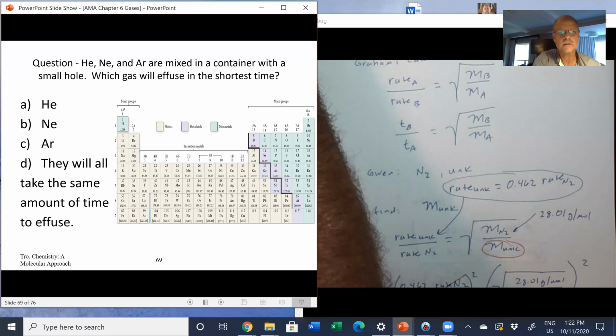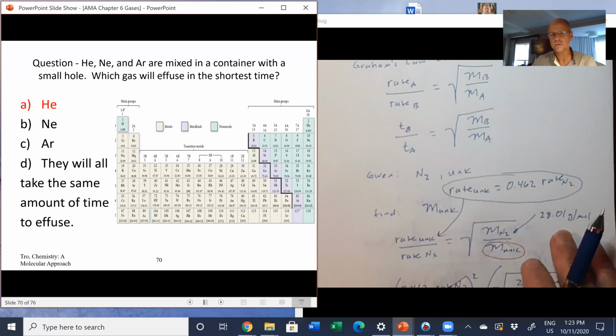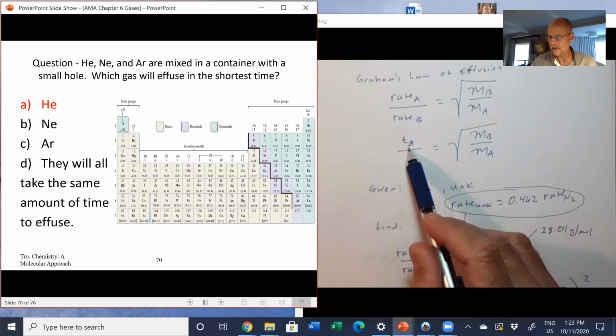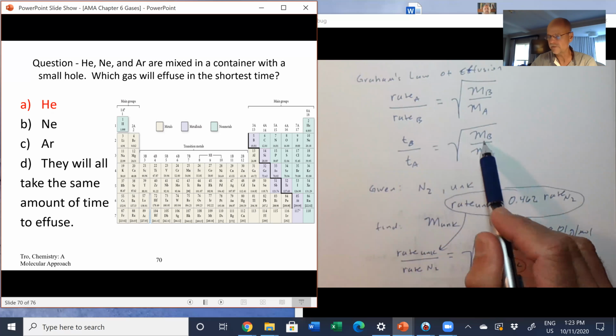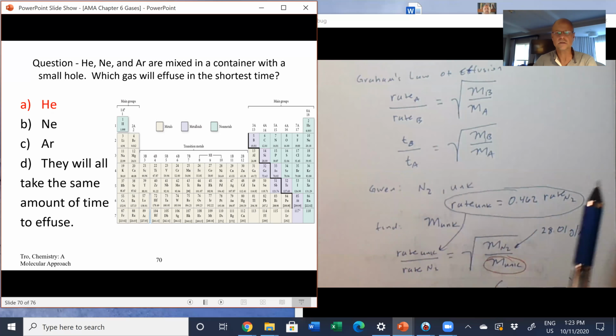The correct answer to this question is A, helium. Helium will diffuse in the shortest time. Why? Because it has the lightest molar mass. The lower the molar mass, the faster it's moving, and the shorter the time it will take to diffuse. In terms of the equation, the time is directly proportional to the square root of the molar mass. Since it has the smallest molar mass, it has the shortest time.